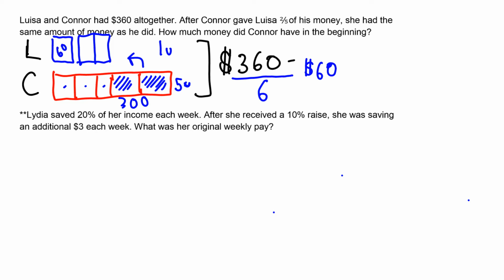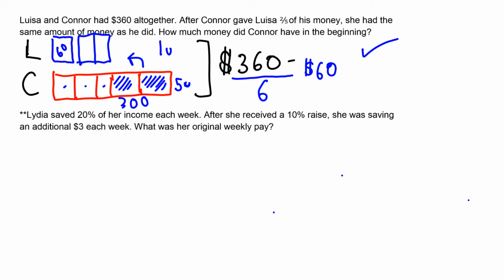60. Now, in order to make sure that our answer is reasonable and looks right, I'm going to take the total amount that Louisa started with, 60, and I'm going to add it to Connor's 300. They started off with 360 bucks, 360. It looks reasonable. It definitely looks right. So, we can move on to the next problem.